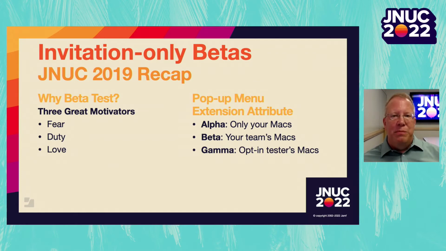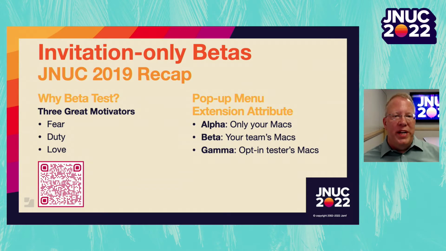After you've tested your policies on your alpha machines, it's time to have your immediate team confirm all is working as expected. Gamma is for all other opt-in testers. This is kind of like how Led Zeppelin released their song, Houses of the Holy, on their 1975 Physical Graffiti album, not on the previous album of the same name. Your opt-in beta testers will have their Jamf Pro computer records assigned to Gamma. Here's a QR code for the JNUC 2019 session.